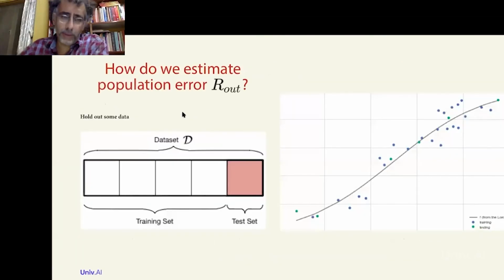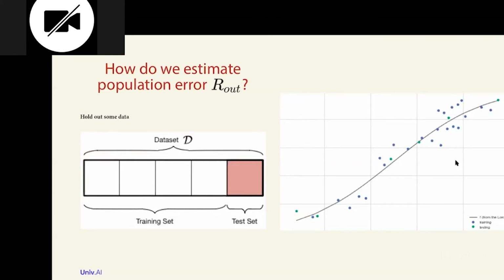So this is how we're going to do it. Here's the schematic for what you've been saying. We're going to hold out some data called the test set or validation set. Leave the training data out. So here's what I did for my 30 points. I have 6 green points which are left out, and I have 24 points now. So instead of fitting on 30 points, I'm going to fit on 24 points.